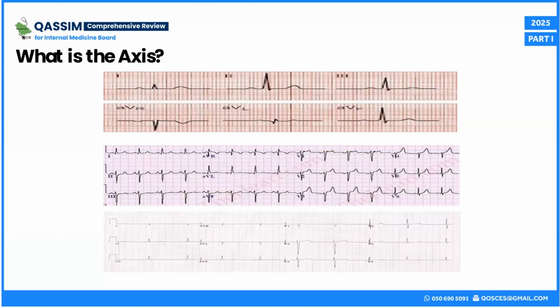If lead 1, again, is negative, so it is in the opposite direction, and lead aVF is positive, then it is in the right axis deviation sector. And if both are negative, then this is most likely an extreme axis deviation. One of the uses of the axis is to determine if there is any fascicular block, left anterior or left posterior fascicular block, that we will talk about later on.